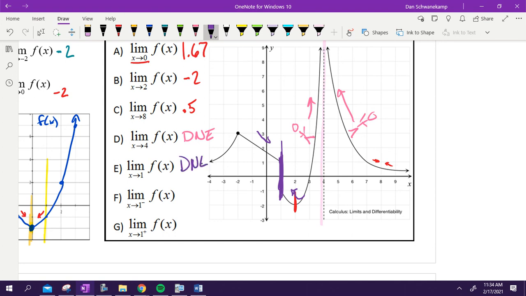The limit does not exist. It does not exist. As soon as you look at that graph and realize that they are not approaching the same number, the limit does not exist. Okay, so keep that in mind.